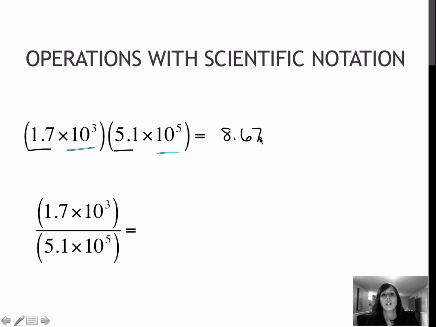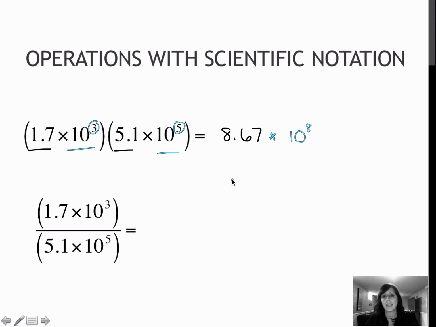8.67. And then I'm going to look at the 10 to the third times 10 to the fifth, and I know when I multiply numbers with the same base, I add exponents. So 3 plus 5 equals 8. So that's 8.67 times 10 to the 8th. That should be a times.